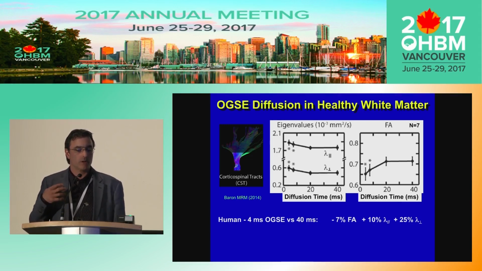And if we look at the 8 different tracks and we look at the average change, FA dropped by about 7%, going from 40 to 4 milliseconds. Parallel went up 10%, and the perpendicular went up by 25%. So again, as we expect, more change in the perpendicular diffusion than the parallel.